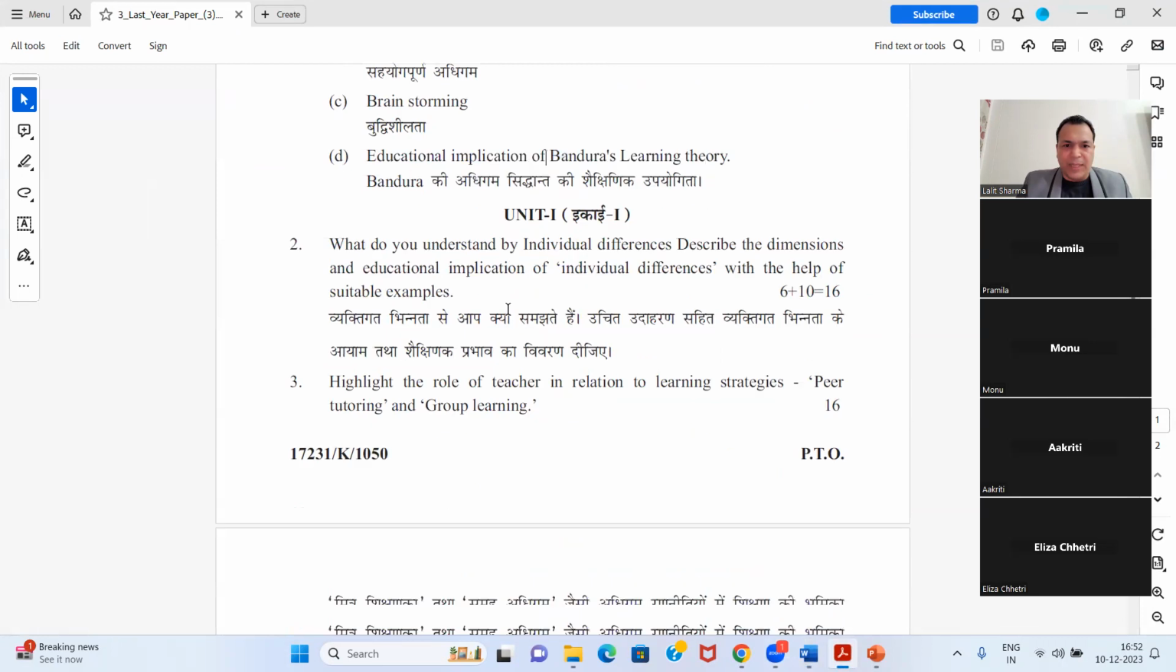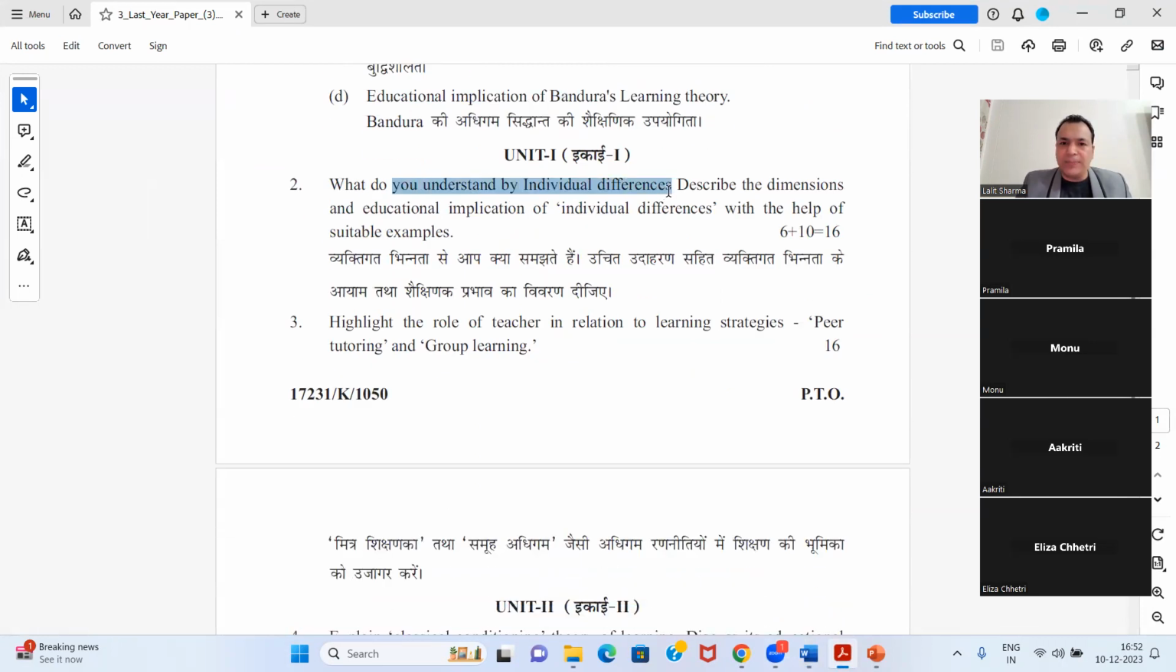last year paper. What do you understand by individual difference? Describe the dimensions and educational implications of individual differences with the help of a suitable example, right? So here what we have to do, अब ये देखो, ये भी देखना कि it is a question of 6+10, right? So from that way, na, you have to make the 2-3 headings, right? What do you understand by individual differences? Describe the dimensions and educational implications of individual differences with the help of a suitable example, right?